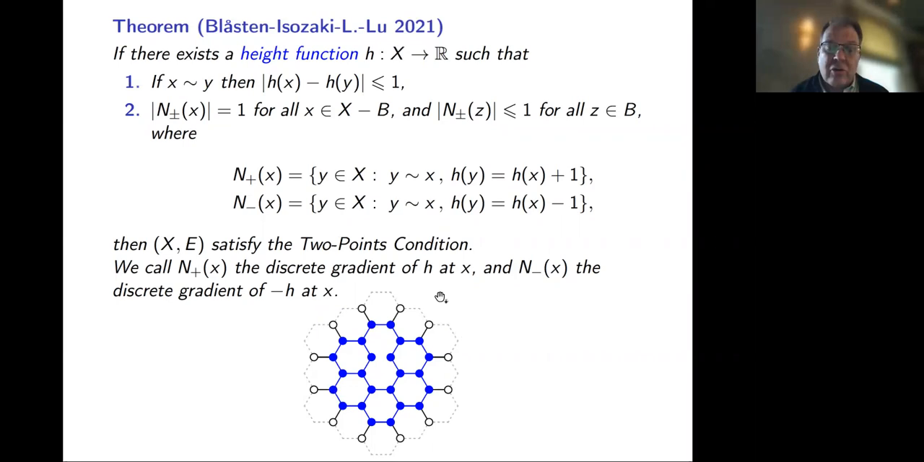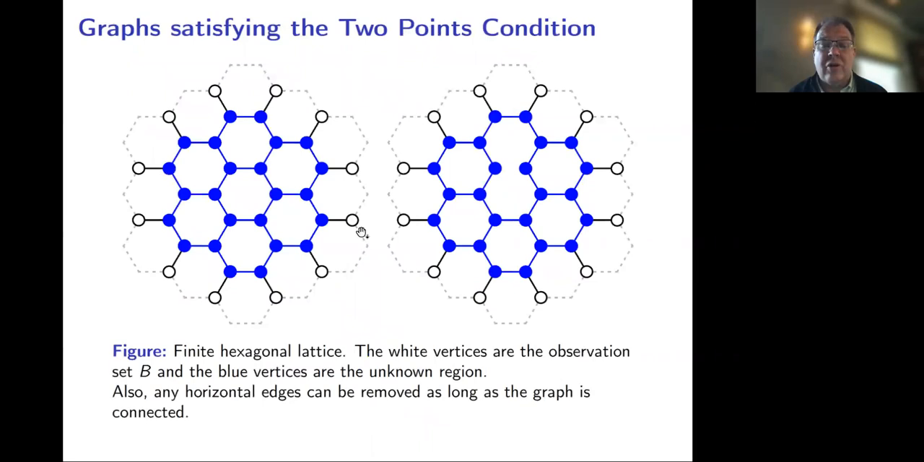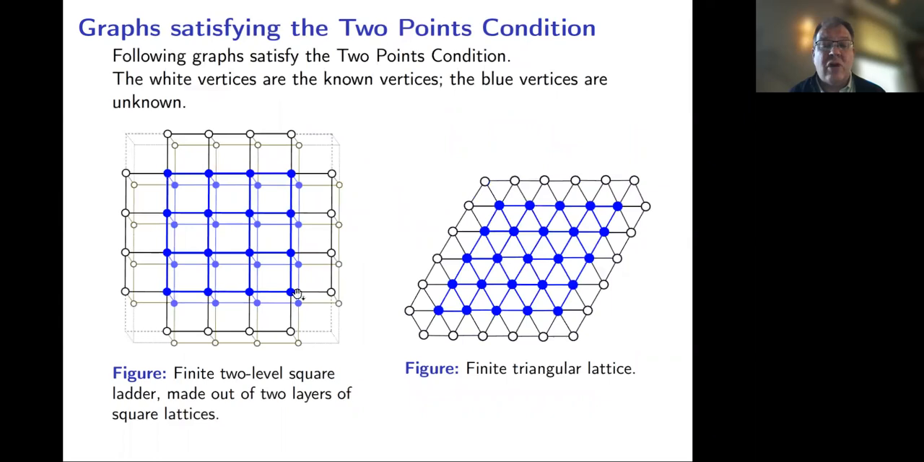And this can be used to show that many standard lattices satisfy this two-point condition. For instance, we can take this hexagonal lattice and remove any number of horizontal edges so that the graph still stays connected. Then this graph satisfies the two-point condition. Both of these have a height function, and they satisfy the two-point condition. Here are other examples: a two-dimensional or three-dimensional square lattice, or a triangular lattice. In this way, we can see that most of these standard lattices satisfy the two-point condition.